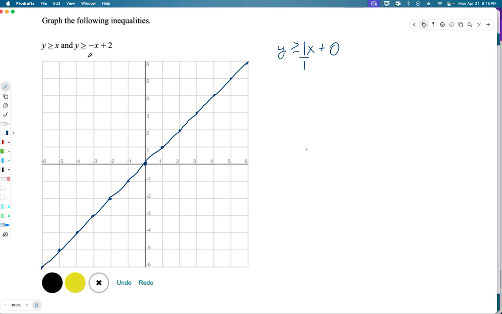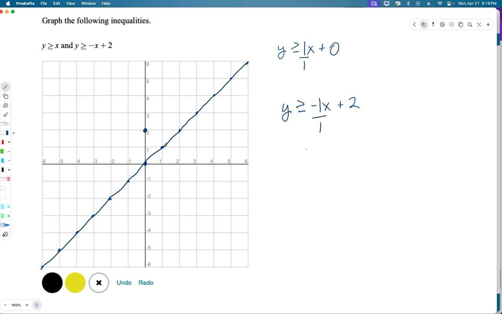Okay, so now I'm going to look at the second line. y is greater than or equal to negative x plus 2. Again, there's no number, so that's the invisible 1. We turn it into a fraction by putting it over 1. So my slope is negative 1 over 1. So down 1 over 1. And we start at the positive 2 on the y-axis. So I'm going to put my point there.